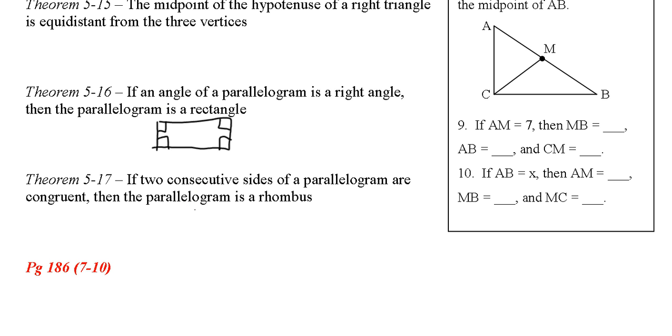517 says if two consecutive sides of a parallelogram are congruent, then it must be a rhombus. Well, we label it like this. If we're told this is a parallelogram, we know opposite sides are congruent. Opposite sides are congruent. Oh, then it must be a rhombus.